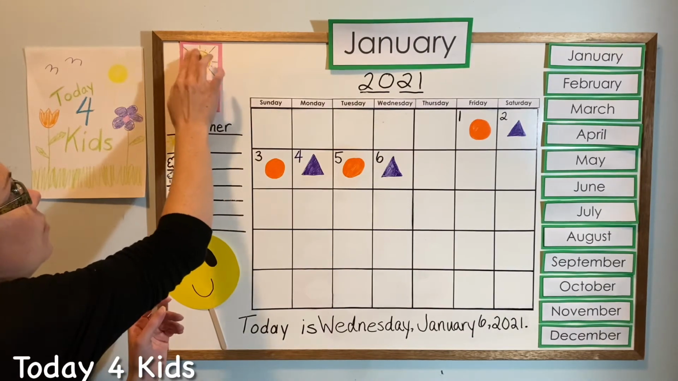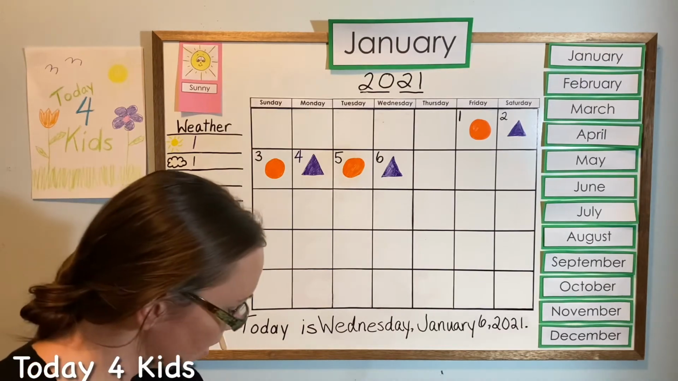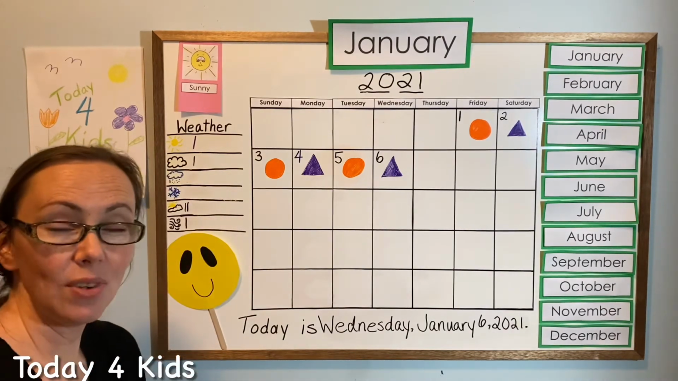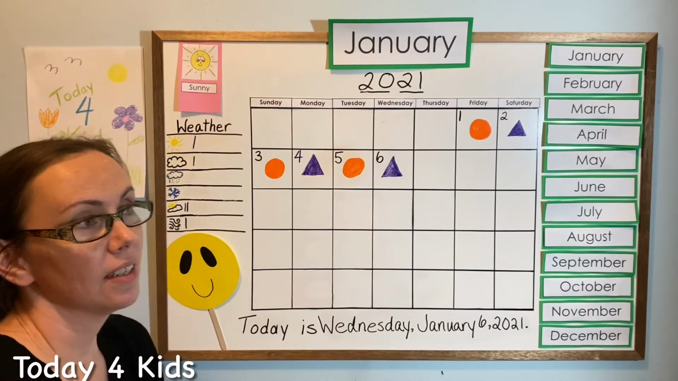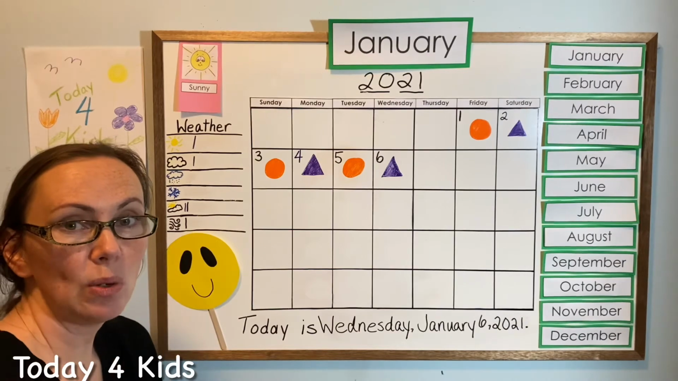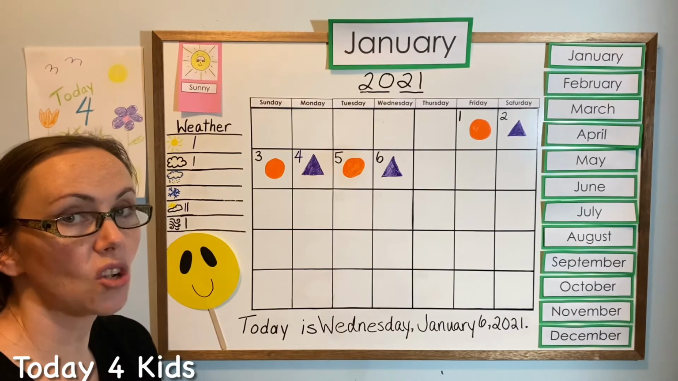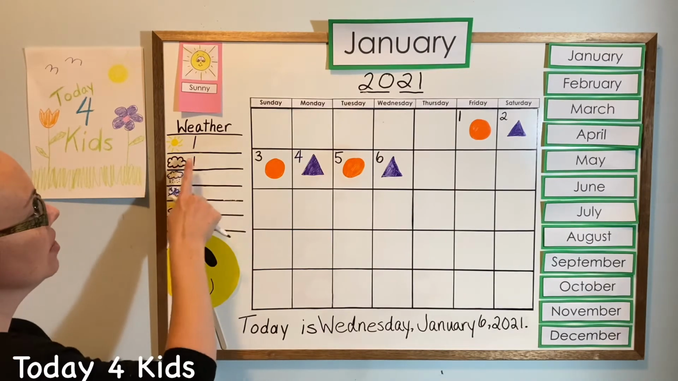What is it like where you live? Do you have lots of snow? Is it raining where you live? Is it hot? Do you still get to wear shorts in January? We need to wear pants and shirts and jackets and boots and hats when we go outside because it's cold where I live. But it is sunny. It's still sunny. So here's our weather chart.